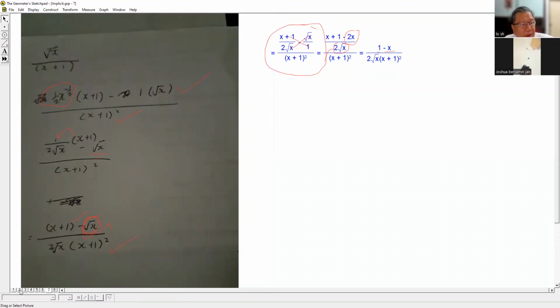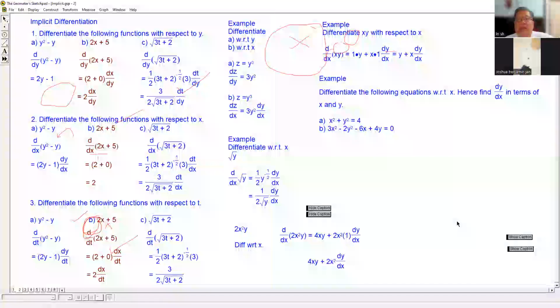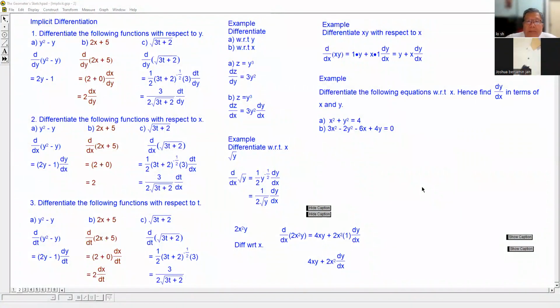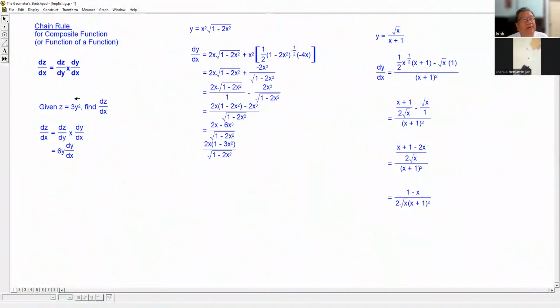Okay, now we go back to implicit differentiation. Can you still remember implicit differentiation? Now, the rule behind implicit differentiation is the chain rule. What is the chain rule? This is the chain rule, right?